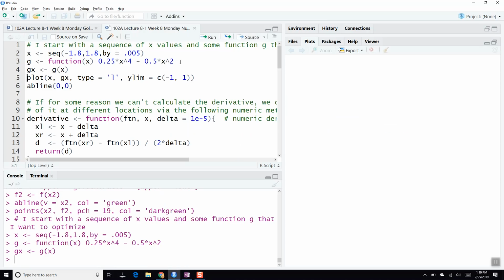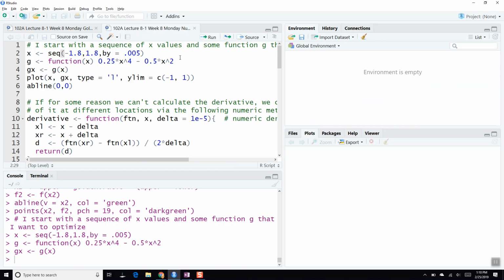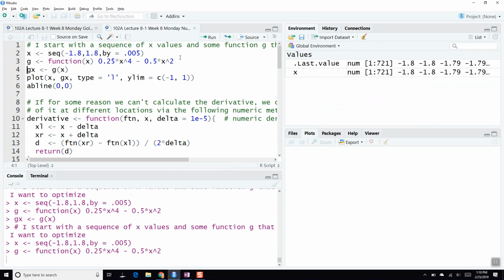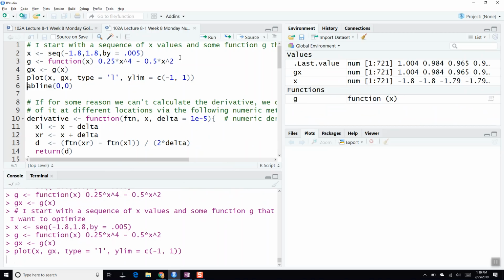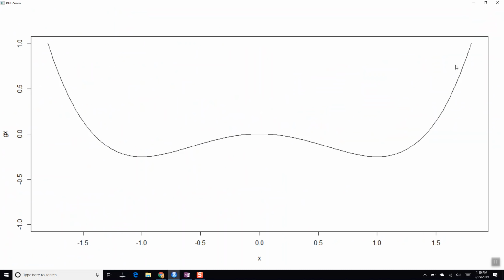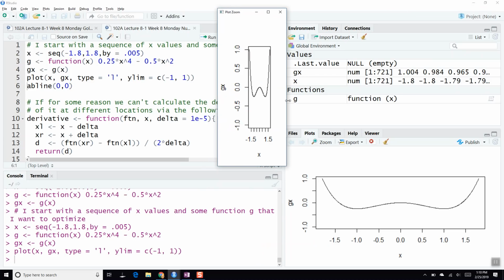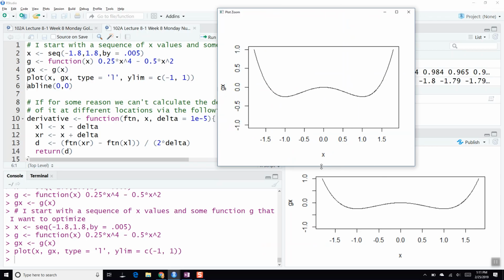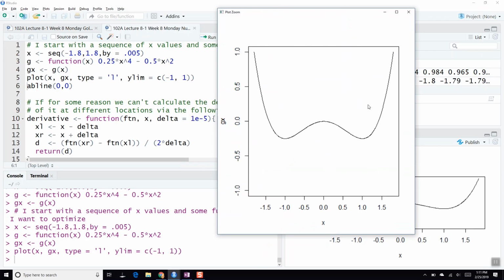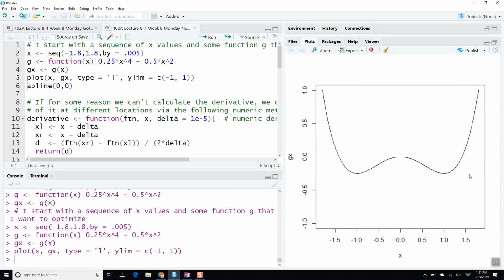But anyway, so I've got g is this. Hang on, sorry, let me delete everything in my environment first. Okay, so we'll start off with a sequence going from -1.8 to 1.8. We'll ask for g and calculate g applied to x, and we'll plot this. Okay, so this is what the function looks like. The figure margins are too large. We love that warning, right? This is much easier, actually. Okay, so this is our function here.